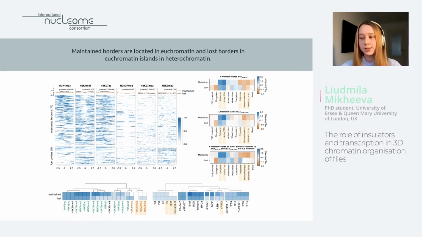The apparent differences in results at lost borders can be explained by the fact that ChIP profiles were constructed over a 5 kb region, while the chromatin state analysis was performed at base pair resolution. So if we consider the same 5 kb region, the results will be consistent with the ChIP profiles. This means that while the majority of borders are enriched in enhancer or active TSS, maintained borders are located in euchromatic regions and lost borders in euchromatic islands in heterochromatin.